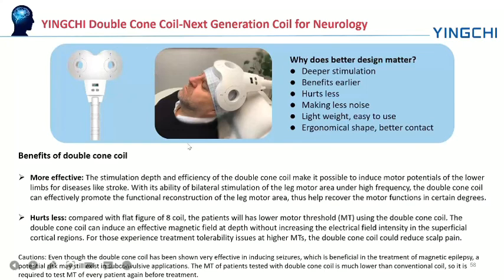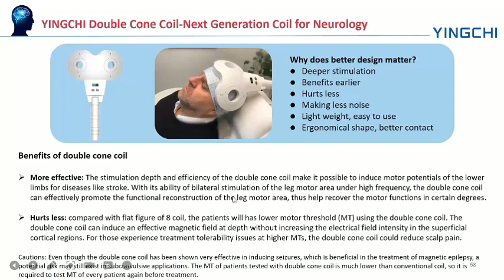As for the effectiveness of the double cone coil, it can achieve a good balance between the depth and the efficiency. So it makes it possible to induce motor potentials of the lower limbs for diseases like stroke. And with its ability of bilateral stimulation of the leg motor area under high frequency, the double cone coil can effectively promote the functional reconstruction of the leg motor area, thus helping recovery of the motor functions to certain degrees.